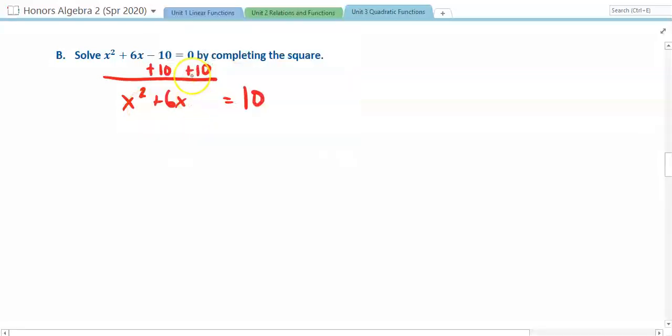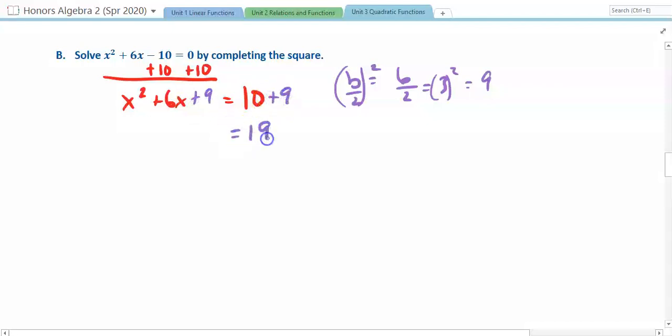And so I'm going to take the b, and the b is equal to 6 in this case. I'm going to take half of it. And so that gives me 3. And then I'm going to square it. And 3 squared is 9. So I'm going to add 9 to both sides of this equation. And so the right side gives me 19.